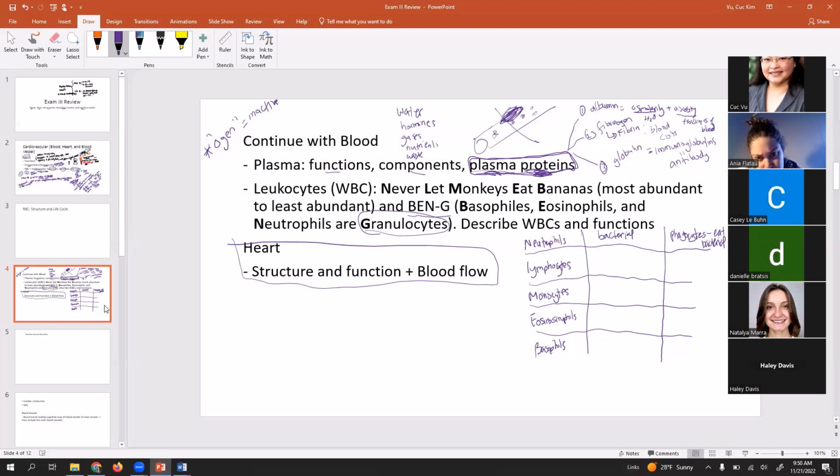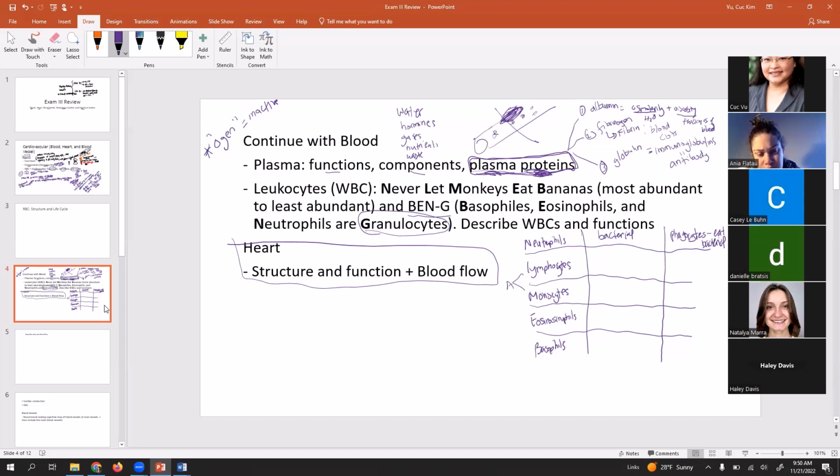Monocytes, lymphocytes, and neutrophils are agranulocytes. True or false? True. No, because of monocytes. Oh, it is false, but monocytes and lymphocytes, both of these, are agranulocytes.